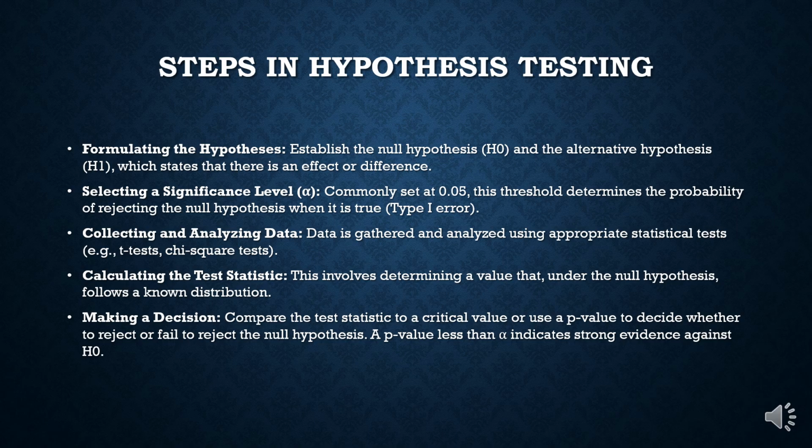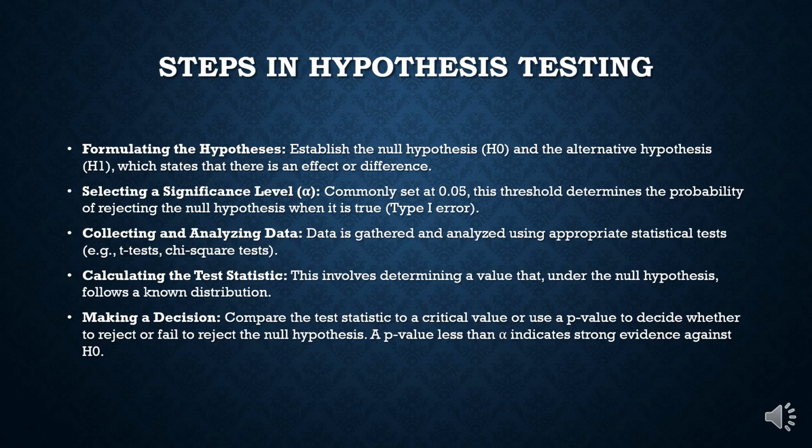Next are the steps in hypothesis testing. First one is to formulate the hypothesis. Establish the null hypothesis and the alternative hypothesis which states that there is an effect or difference. Second step is selecting a significance level. Commonly set at 0.05, this threshold determines the probability of rejecting the null hypothesis when it is true.